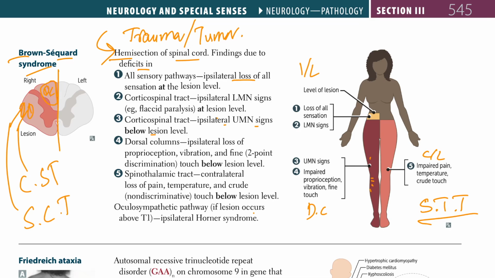So you have ipsilateral loss and lower motor neuron signs at the lesion, and ipsilateral upper motor neuron lesion signs and symptoms below the lesion. Just imagine the first two are ipsilateral at the level of the lesion. The rest is also ipsilateral below the lesion, and the other side is just contralateral.